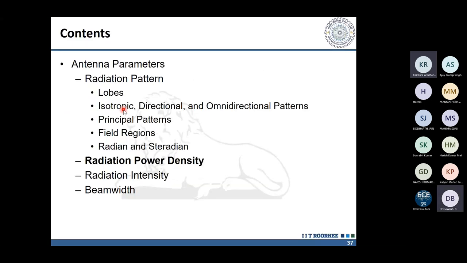So that covers radiation pattern. We have seen lobes, types of radiation patterns, principal patterns, field regions, radian and steradian. We have not gone heavily into mathematics. We have just noted and tried to understand the different types of radiation patterns and their definitions, qualitatively without going into the quantitative nature. Now we will go into two very important definitions, in my opinion: radiation power density and radiation intensity. Understanding these two concepts is very essential for our future lectures.